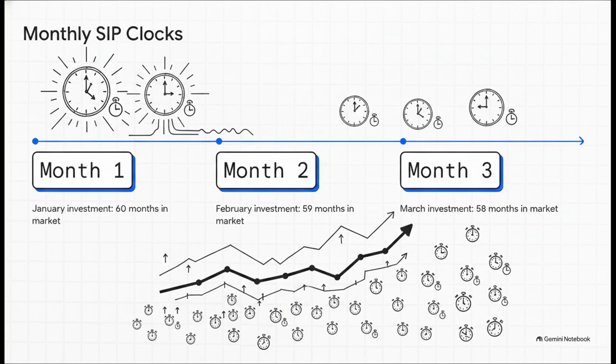Think of every single SIP installment as having its own personal stopwatch. Click. Your January investment has been sitting in the market, working for you for 60 full months. But click. Your February investment has only been there for 59 months. Your March investment, 58 months. And your very last installment might have only been in the market for a single month. You simply cannot mathematically treat all this money as if it entered the fund on one single day. It just doesn't make sense. And that is exactly where CAGR totally fails the SIP investor.